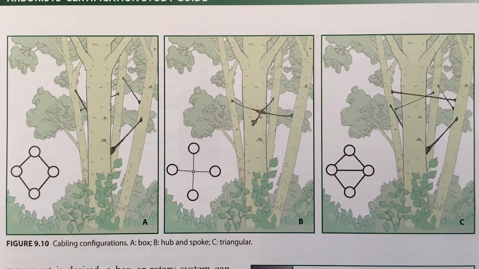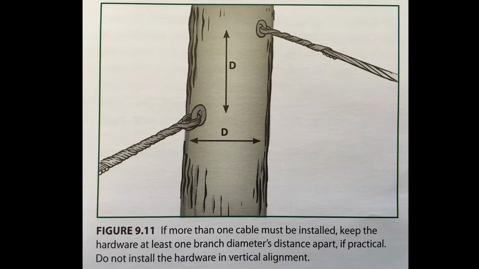Cables are most commonly installed in a simple or direct arrangement. This means one cable between two limbs. At times, however, if more than two stems need cabling, a tree will require more than one cable. Extra stability can be added to the system by cabling branches together in triangular combinations. If more crown movement is desired, a box or rotary system can be installed. A hub and spoke system can connect multiple leaders while allowing for some independent movement, although it is the most complex configuration to install. When more than one cable is being installed on the same limb, space the hardware no closer than the distance of the diameter of the limb and never in vertical alignment with other hardware.